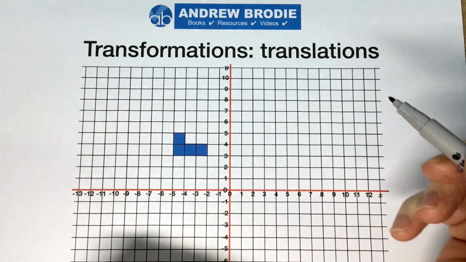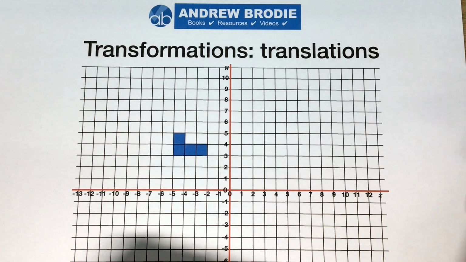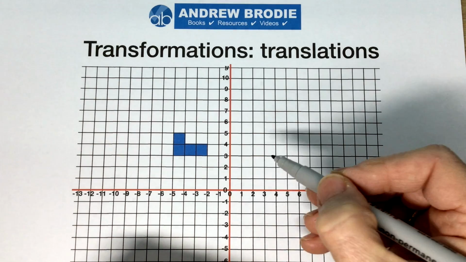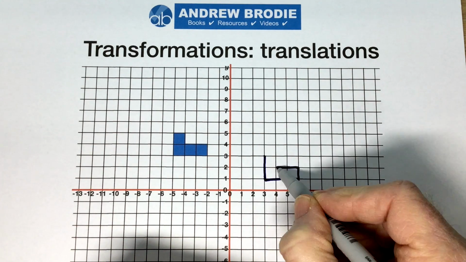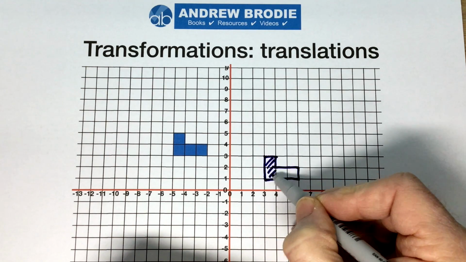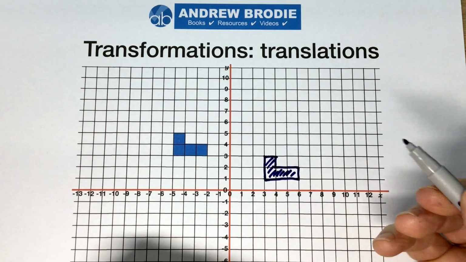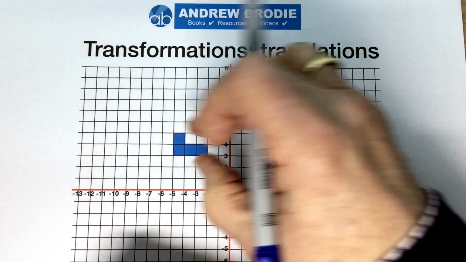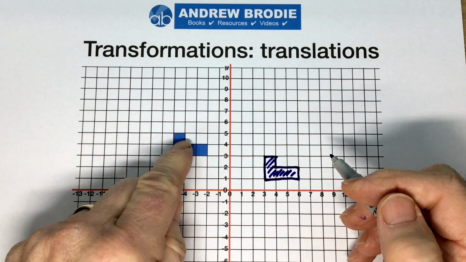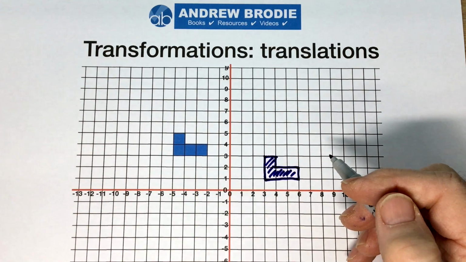So I've got a shape drawn on the grid, but I'm going to do a sketch copy of it. And I'm going to do that sketch copy over here. So 3 wide, 1, 2 along, 1 up. So there's my sketch copy. Now, what's happened to get that shape to there? This is what you will be asked. How do we map that shape to that shape?